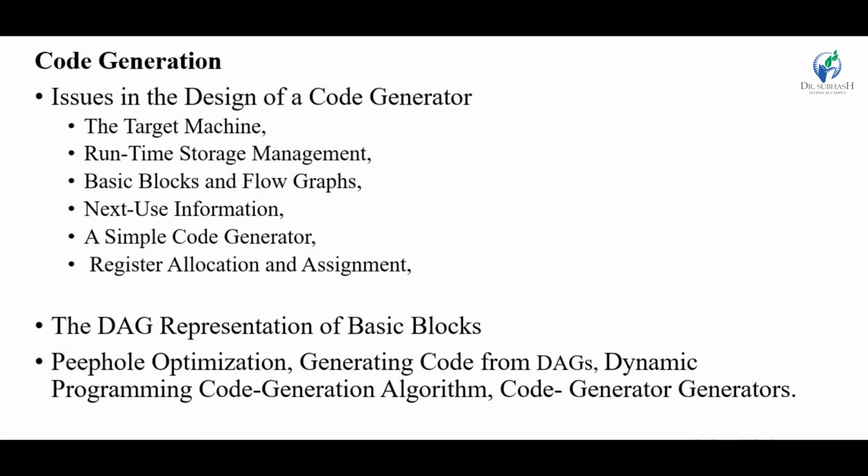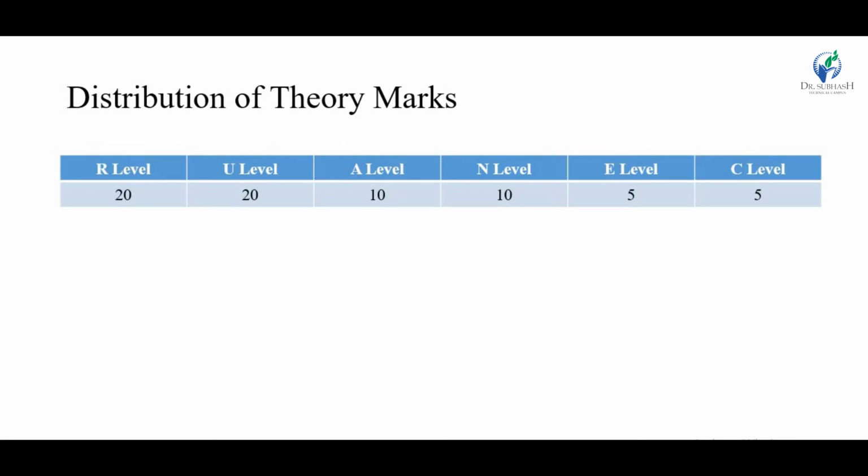Characteristics of peephole optimization: redundant instruction elimination, unreachable code, flow of control optimization, algebraic simplification, reduction in strength and machine idioms. These all are the characteristics of peephole optimization. So these 8 units are in compiler design and total subject marks are 150. According to weightage of each and every unit, distribution of theory marks are listed here.